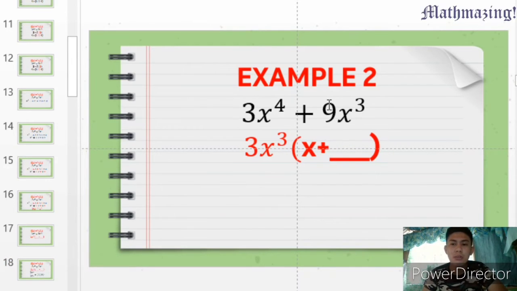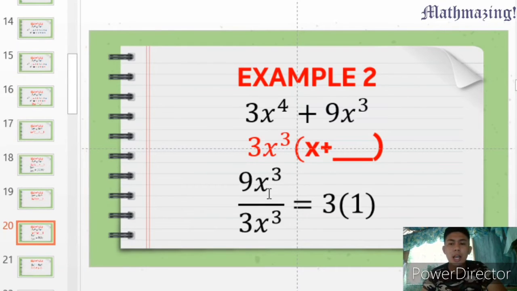Sunod naman, we have to divide 9x cubed by the GCF. So we have 9x cubed divided by 3x cubed. So 9 divided by 3, the answer is 3. Okay, so x cubed divided by x cubed, so they have the same exponent, so it is equivalent to 1. So 3 times 1, the answer is 3.